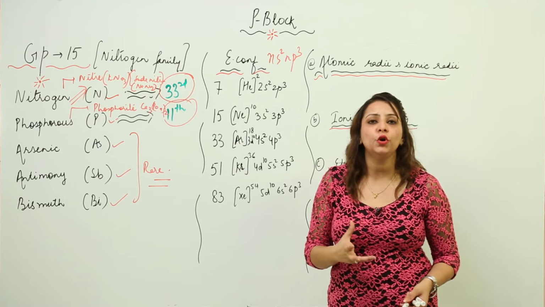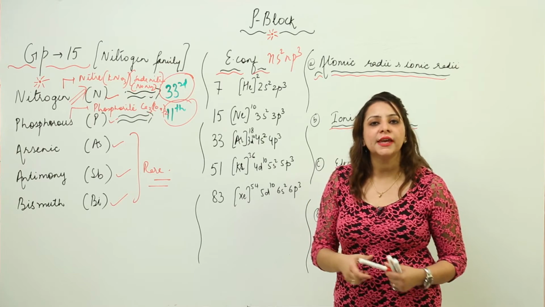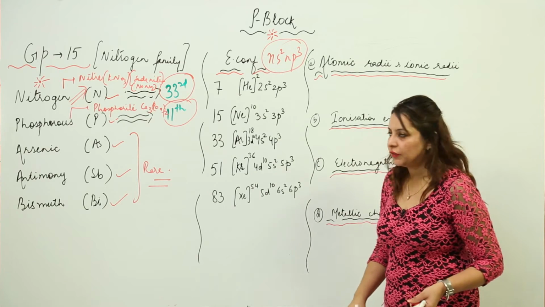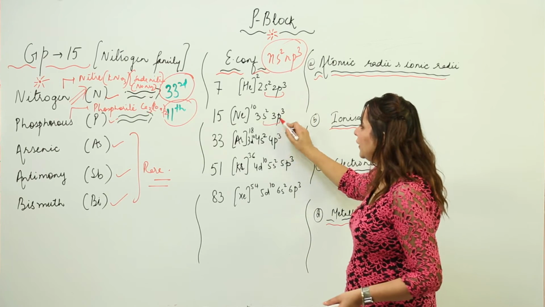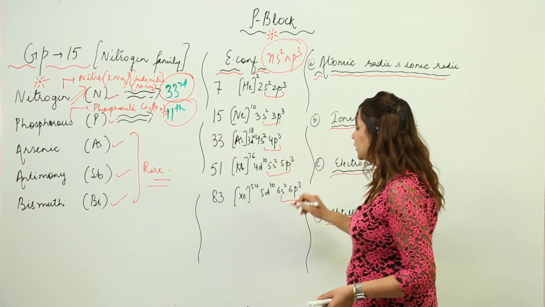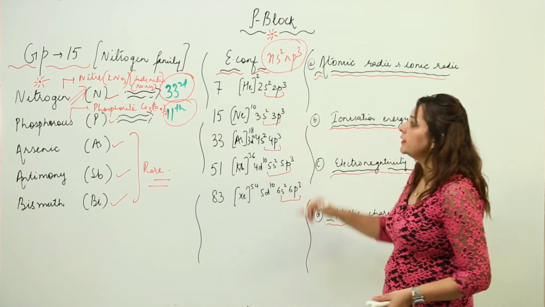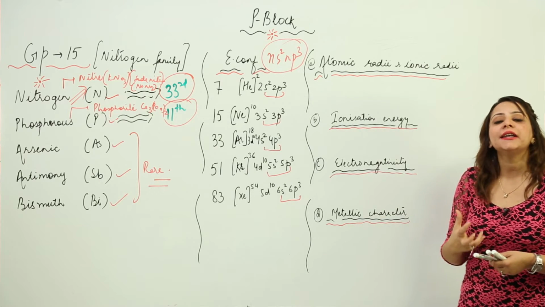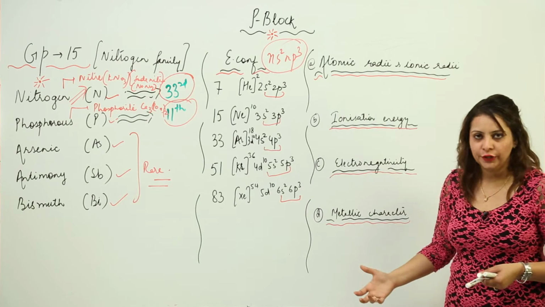So what similarity do you observe? Because they are members of the same group, their general electronic configuration is ns2 np3. As you can see here, all of them have 2 electrons in the outer s subshell and 3 electrons in the outer p subshell, right. As they are members of the same group, that is why you find the similarity in their configuration.